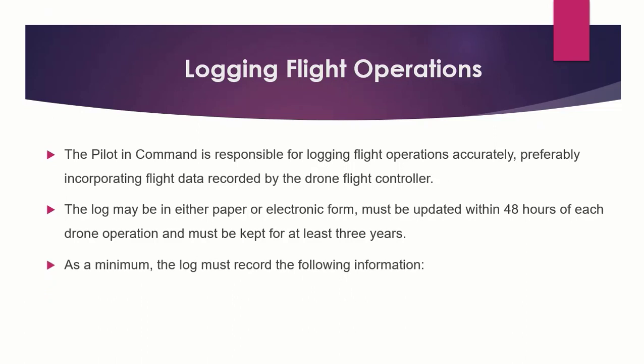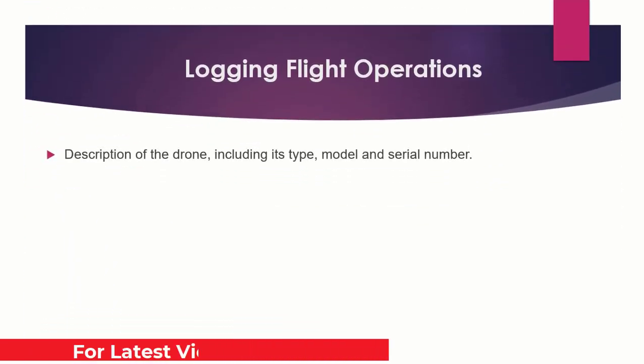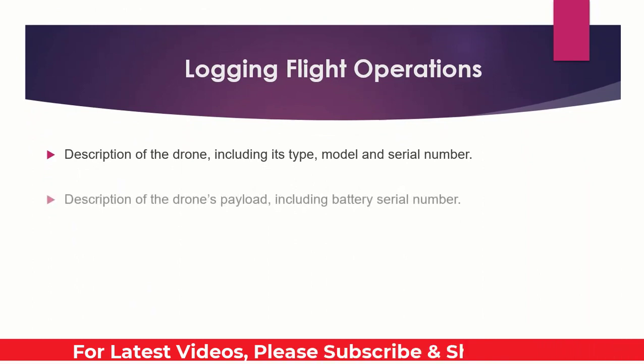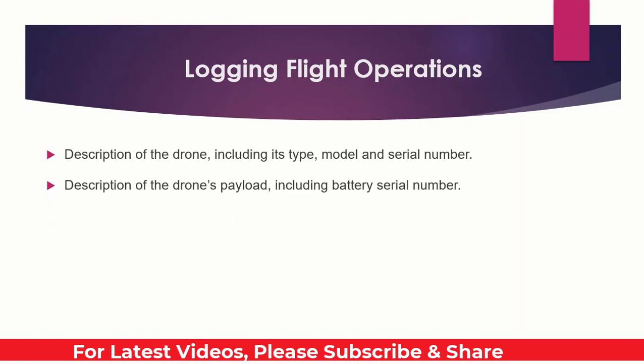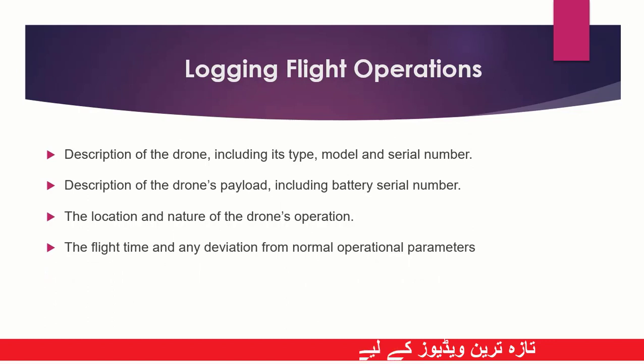As a minimum, the log must record the following information: the names of the pilot in command, UAS coordinator, UAS auditor, and ground support crew, if used. Description of the drone, including its type, model and serial number. Description of the drone's payload, including battery serial number. The location and nature of the drone's operation. The flight time and any deviation from normal operational parameters.